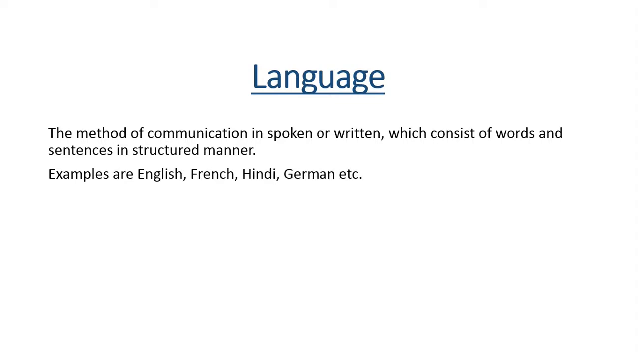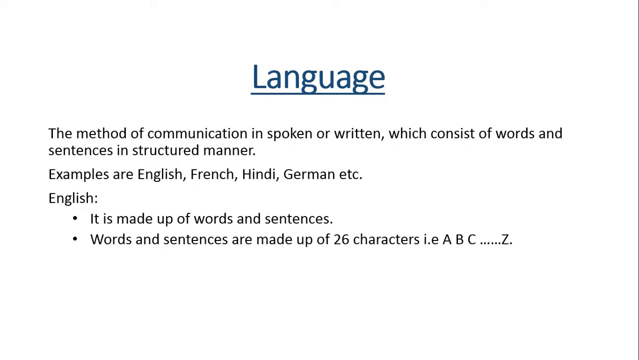Examples of language are English, French, Hindi, and there are many other languages in the world. Now let's take an example of English, and see what it is basically made up of. It is made up of words and sentences. Sentences are made by words, and words are made by characters. These characters are A, B, C, D up to Z. So these 26 characters make the whole English language. The complete English language is made up of only these 26 characters.